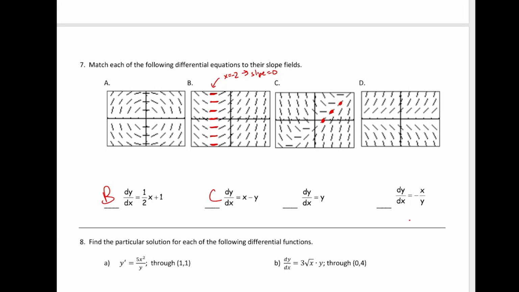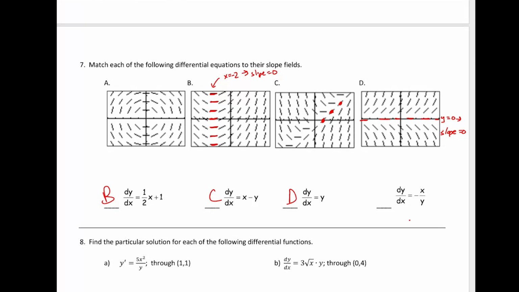Okay, so we've got B, we've got C. So now we're just looking at A and D. I'm going to start with D, I think, because it looks like we've got a bunch of zero slopes when y is 0. So if y is 0, then the slope is 0. And that's got to be right here.